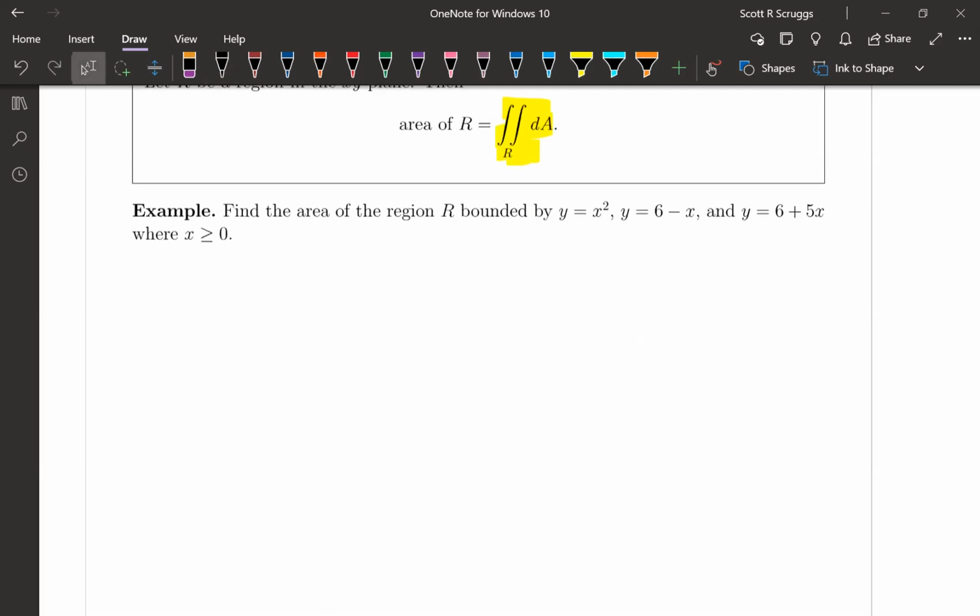So let's say that we are trying to find the area of the region bounded by the following curves where x is non-negative. So before we continue, let's go ahead and get a sketch of what that region will look like.